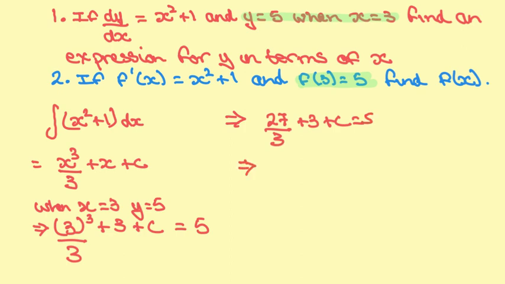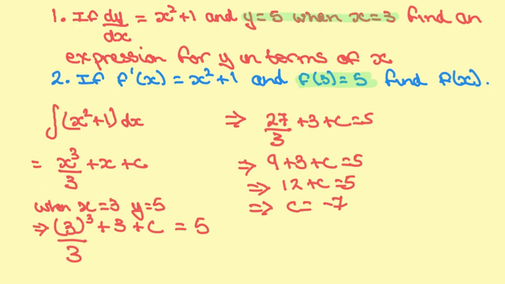Therefore, 9 plus 3 plus c equals 5. Therefore, 12 plus c equals 5. Therefore, c is equal to minus 7. In order to not lose the last mark in an exam question, make sure you write down the final expression. So therefore, y is equal to x cubed over 3 plus x minus 7.